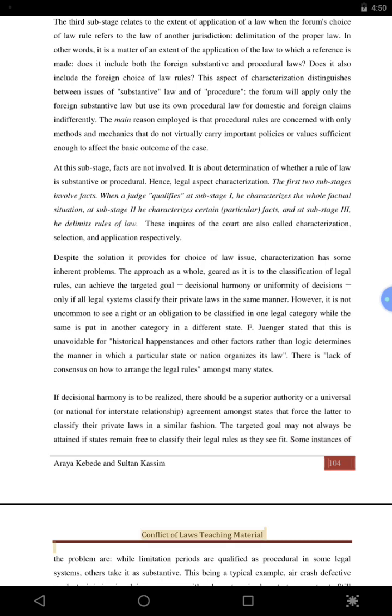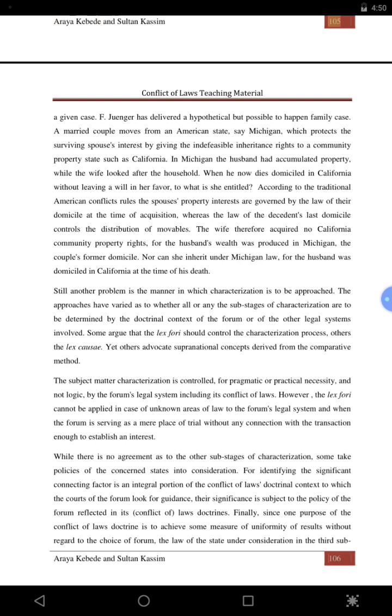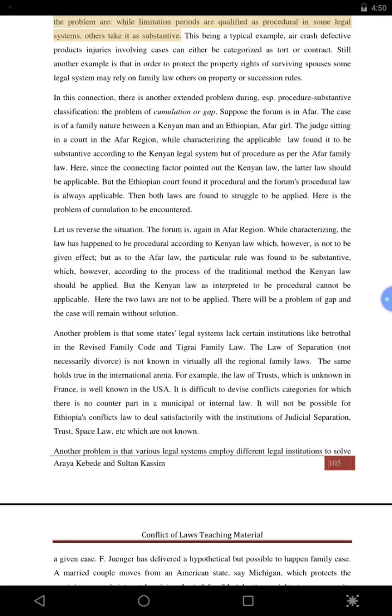Some instances, from the conflict of laws teaching material by Araya Kabid and Sultan Qasim, page 105. The problem is that while limitation periods are qualified as procedural in some legal systems, others take them as substantive. Air crash and defective product injury cases can either be categorized as tort or contract. Still another example is that in order to protect the property rights of surviving spouses, some legal systems may rely on family law, others on property or succession rules.